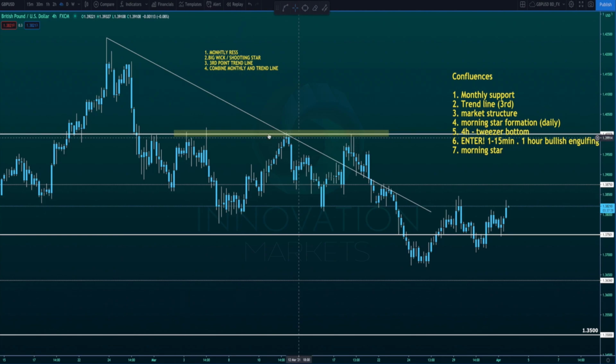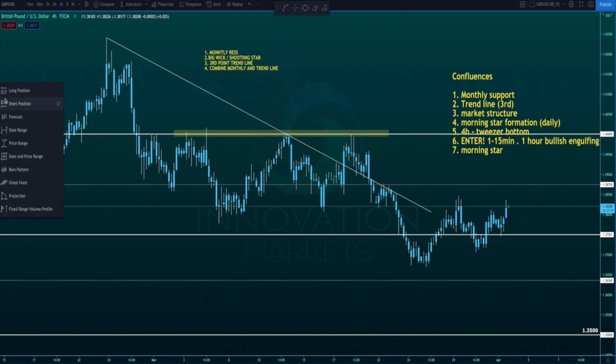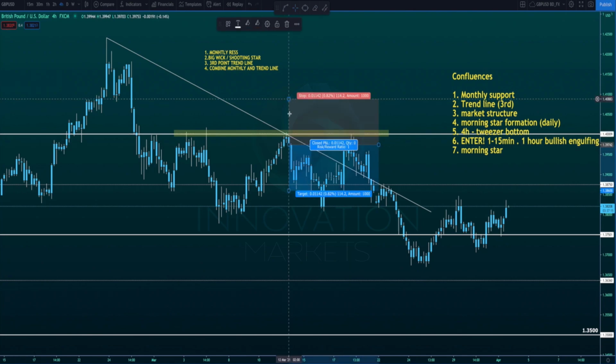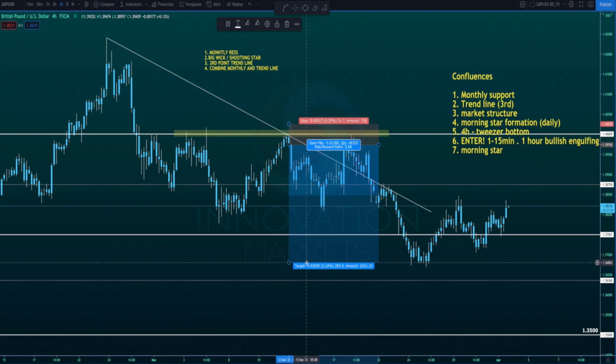You've got monthly resistance, equal lower high, and evening star formation here on the 4 hour time frame. Those 3 confluences are enough for you to say, okay, I'm selling, and put your stop loss above. And what you want to do is put it above this wick here, because this is the last lower high. Put it above that wick, and then bang, you're making profit in the market.